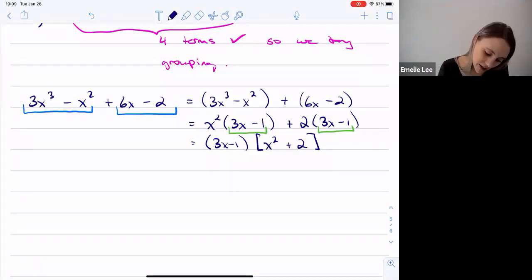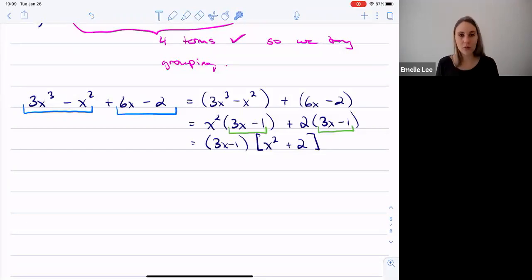Remember, this only works if you have at least 4 terms. And sometimes your grouping might not work out that well. So another way that we could have done this is to group my 3x to the 3 with my 6x, and then I'll be able to extract a 3x. So let's try that instead.